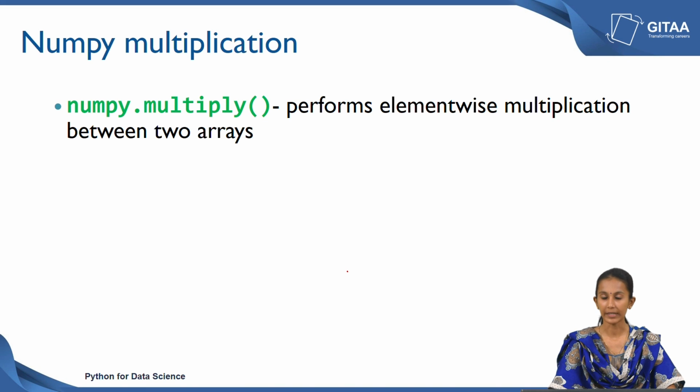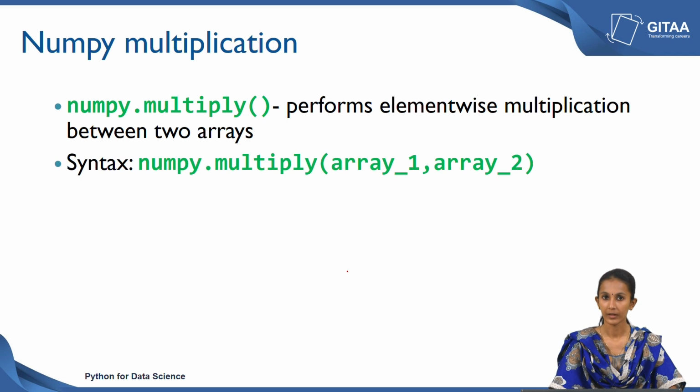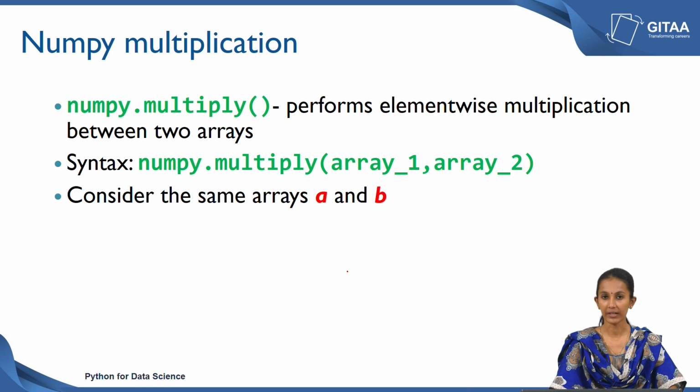So, numpy.multiply performs the element-wise multiplication between two arrays. The syntax is numpy.multiply, and inside the parentheses you specify array 1 and array 2. We will consider the same arrays A and B which we have already created.